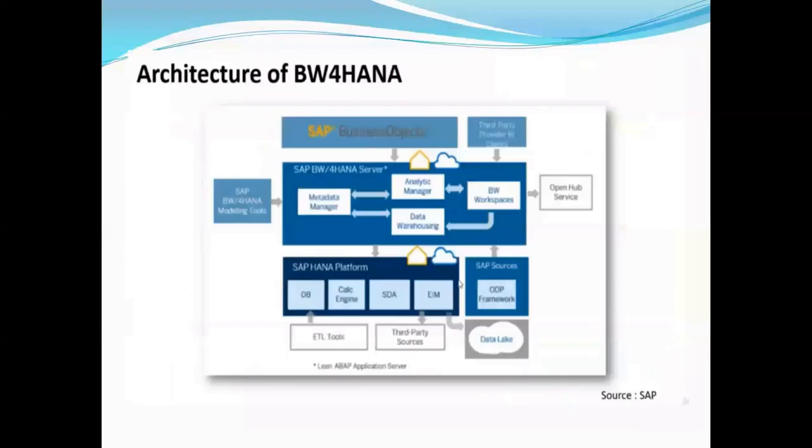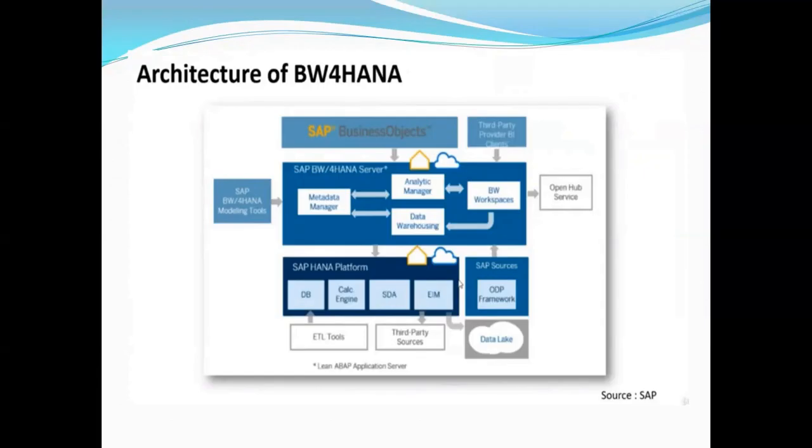Next, you can see the architecture of BW for HANA, which is the latest one. The data basically comes from various ETL tools. Either you can use BODS, which is also known as an ETL tool, or you can use any third party tools to extract the data.